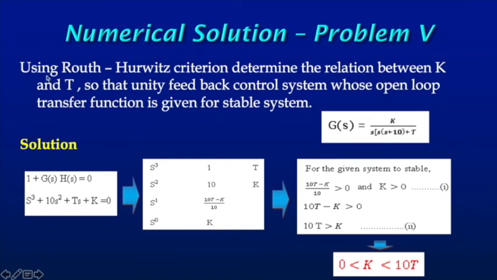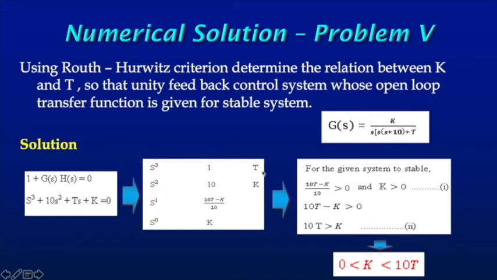Another numerical problem: using the Routh-Hurwitz criterion, determine the relation between K and T so that the unity feedback control system whose open loop transfer function is given is stable. So this is the open loop transfer function. By this open loop transfer function, define the characteristic equation. So 1 plus G(s)H(s) equals 0, where H(s) is 1 and G(s) is given. From this equation, we get s^3 plus 10s^2 plus Ts plus K equals 0.